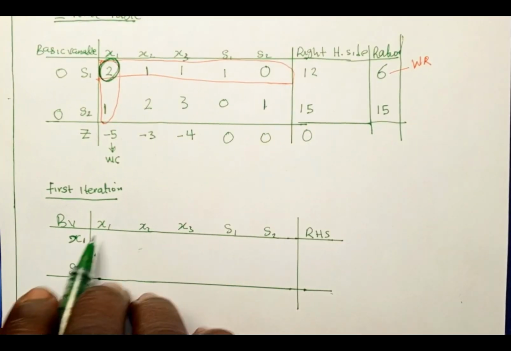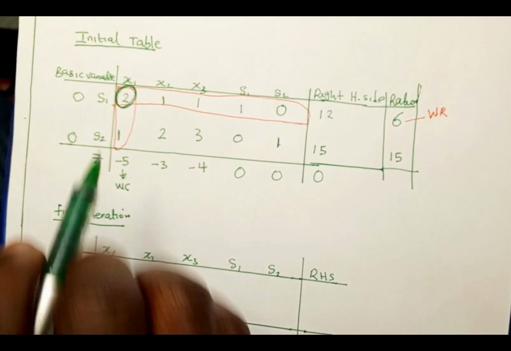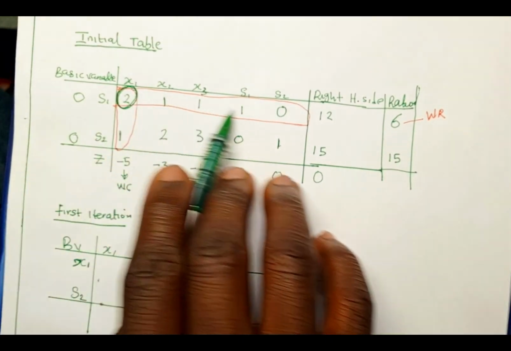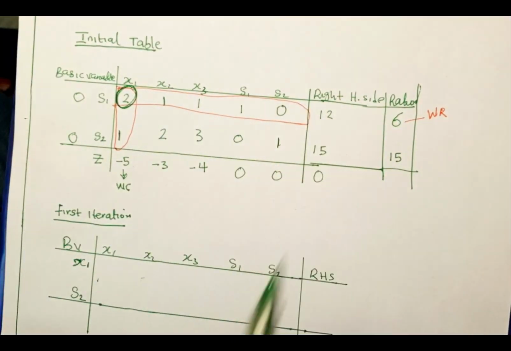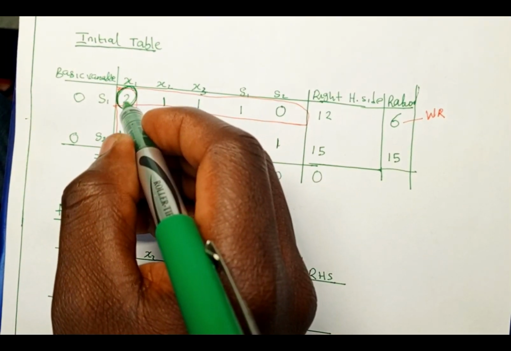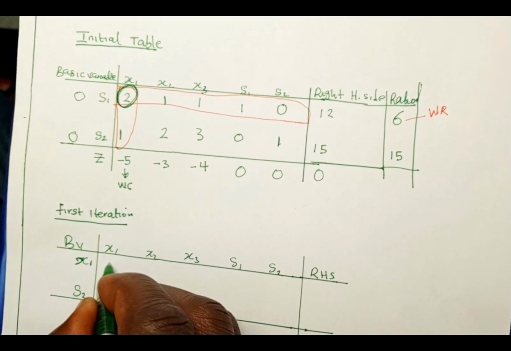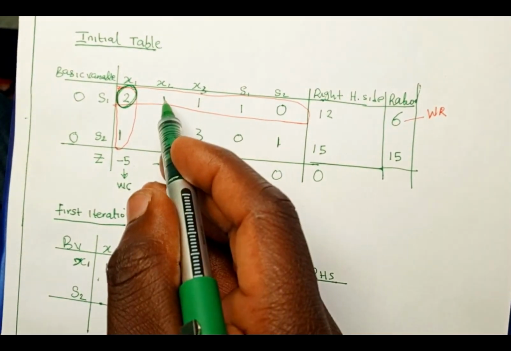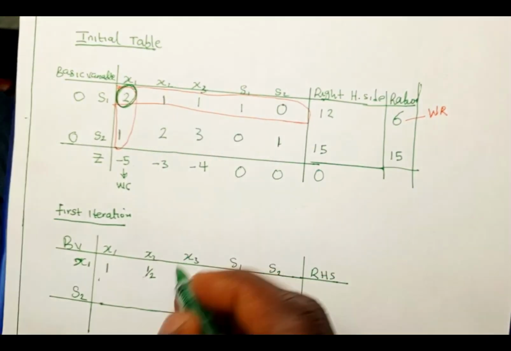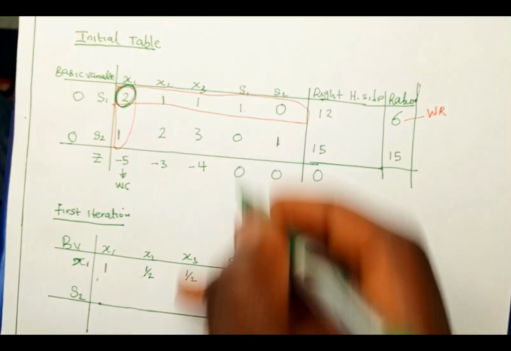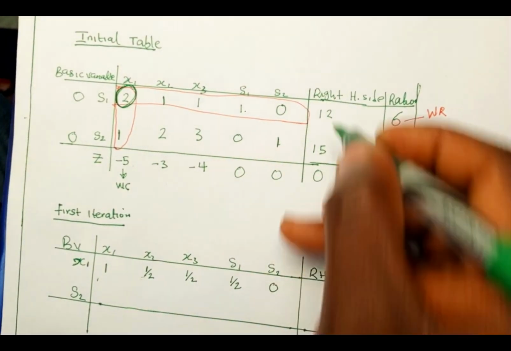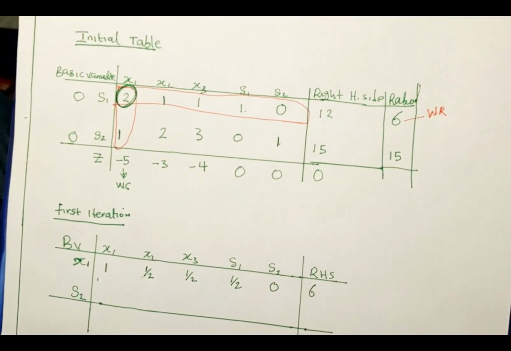Now, how are we going to get the values here? By changing this key element to 1. And anything you do here must affect all the elements in this first row. So how are we going to change 2 to 1? By dividing everything by 2. 2 divided by 2 is going to give us 1. Then 1 divided by 2 is going to give us 1 over 2. 1 divided by 2 is 1 over 2. 1 divided by 2 is 1 over 2. 0 divided by 2 is going to be 0. 12 divided by 2 is going to be 6.